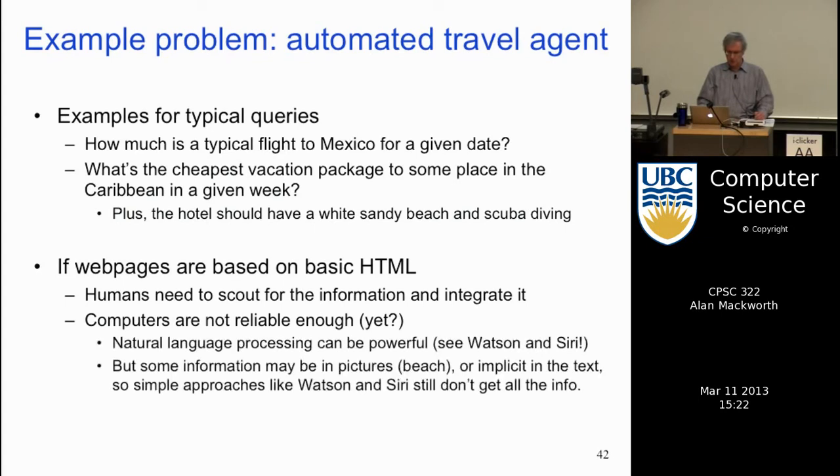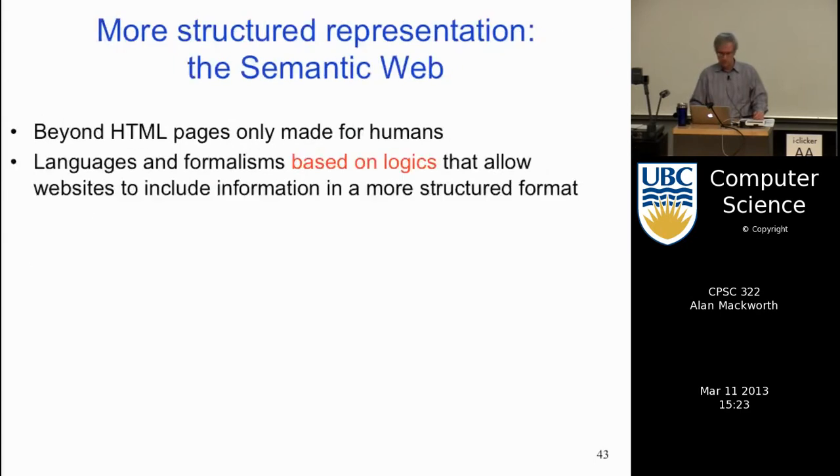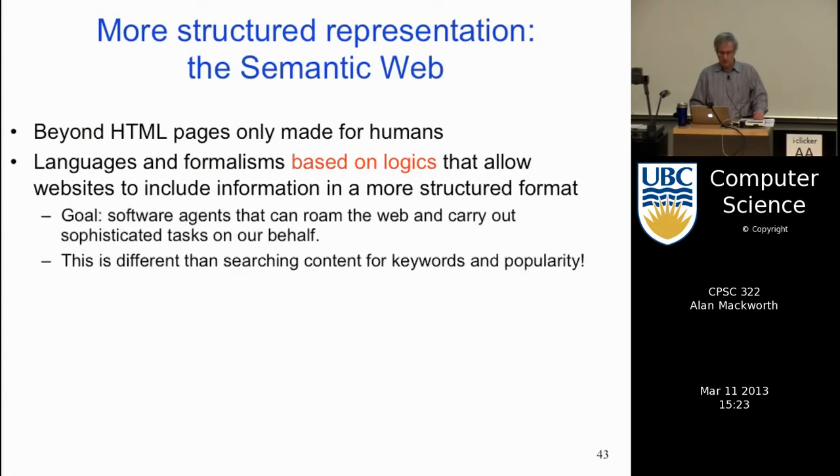So you can use natural language processing, and Watson and Siri are good examples of this, but they're a long way from the ideal because they don't understand pictures, they don't understand implicit information, et cetera. So the Semantic Web: these are languages and formalisms based on logics, including information in more structured format, and they also have semantics.